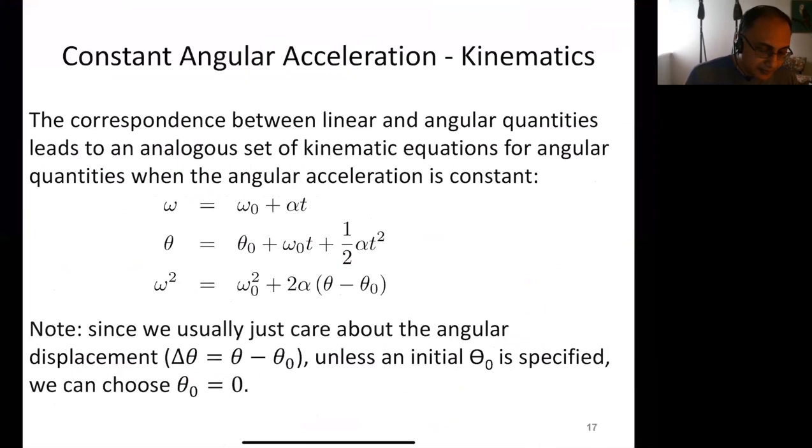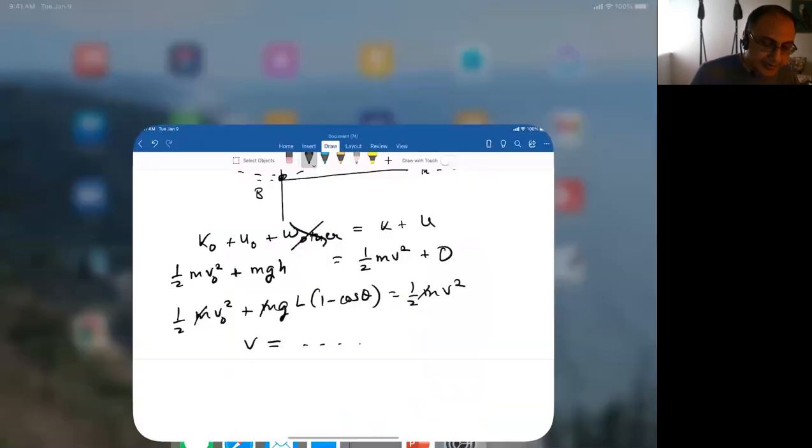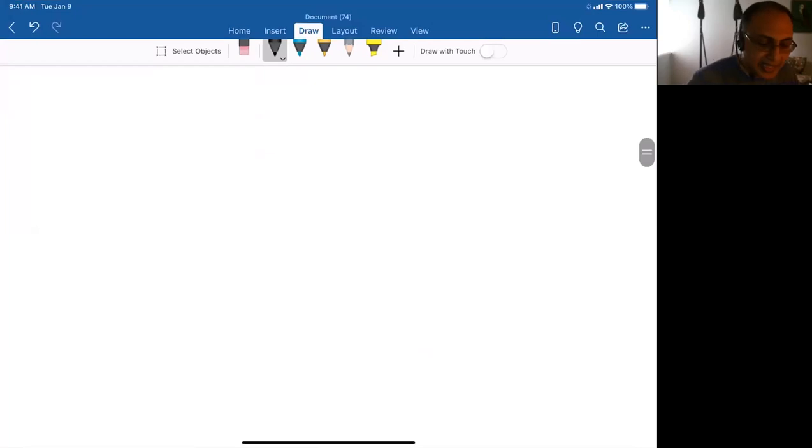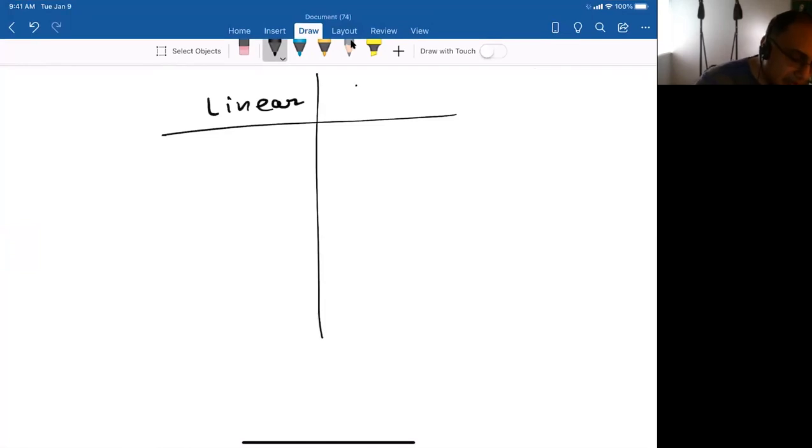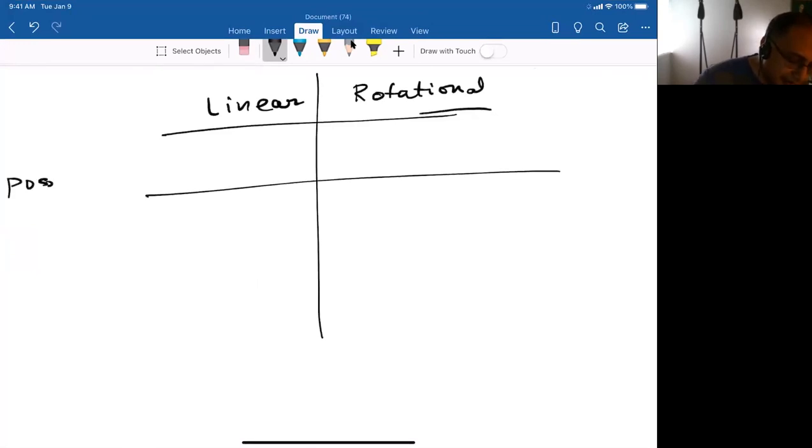All right, so now let's just look at the analogy between linear quantities and rotational quantities, and hopefully that will help you organize this information in your head. So we're going to look at linear quantities, which we studied earlier, and we're going to look at rotational quantities for an object that's going around in a circle. So let's start with position, and then we'll talk about displacement, then velocity, and then acceleration.